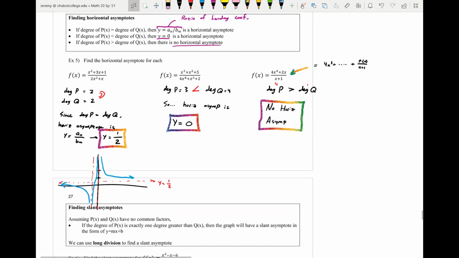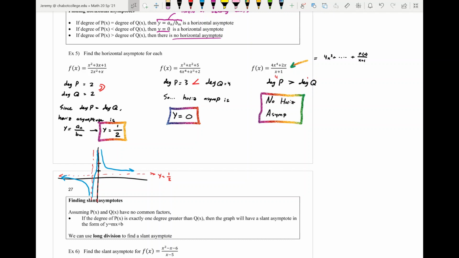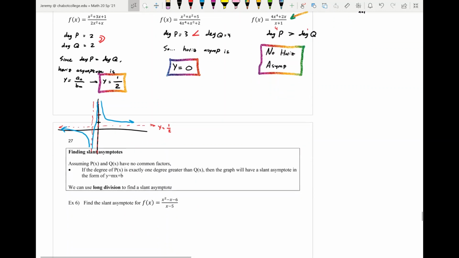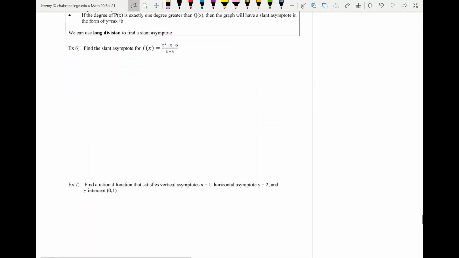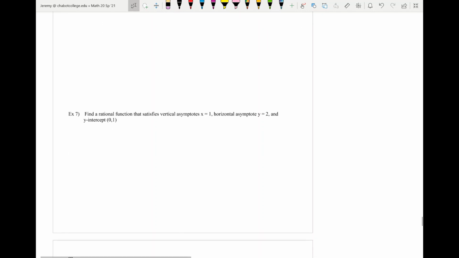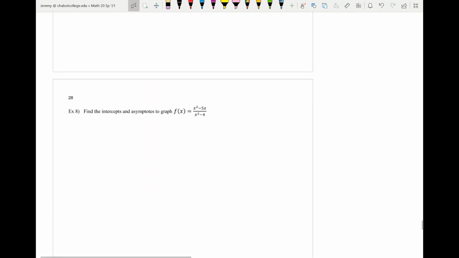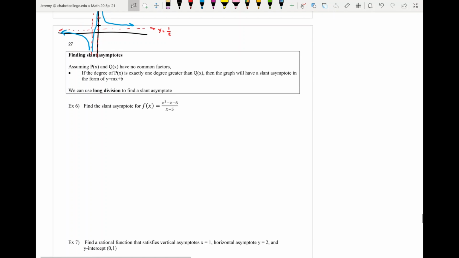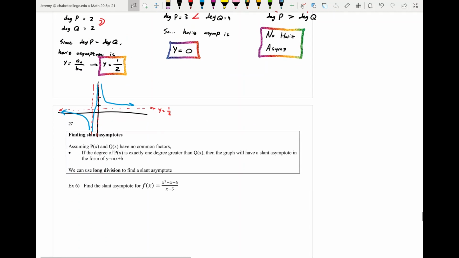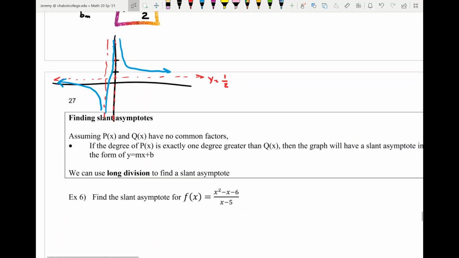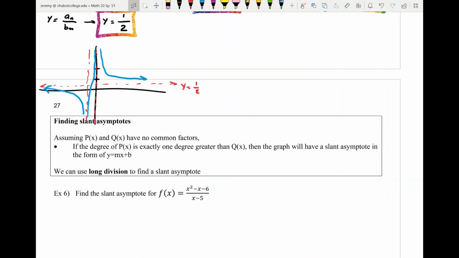Okay, and then we've got one more type of asymptote to talk about here, and eventually we're going to get around to actually graphing some of these and engaging with these functions in a more kind of holistic way. So let's talk about slant asymptotes so that we can do that.